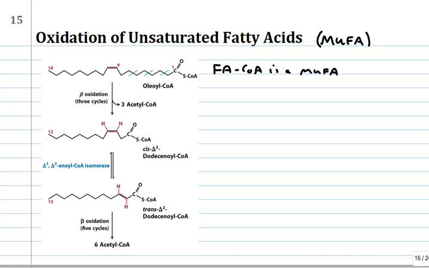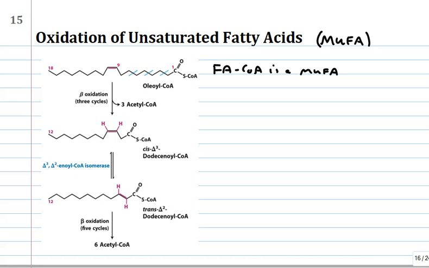Well, at first, it's not different. You keep on doing the same thing. Again, you activate it, you transport it, then you have those 4 reactions that release 2 carbon units as acetyl-CoA. For the first 3 cycles, for oleoyl-CoA, it does not matter. It's the same as palmitoyl-CoA. And then ultimately, if you do 3 rounds of this beta oxidation, you get cis delta 3 dodecanoyl CoA.